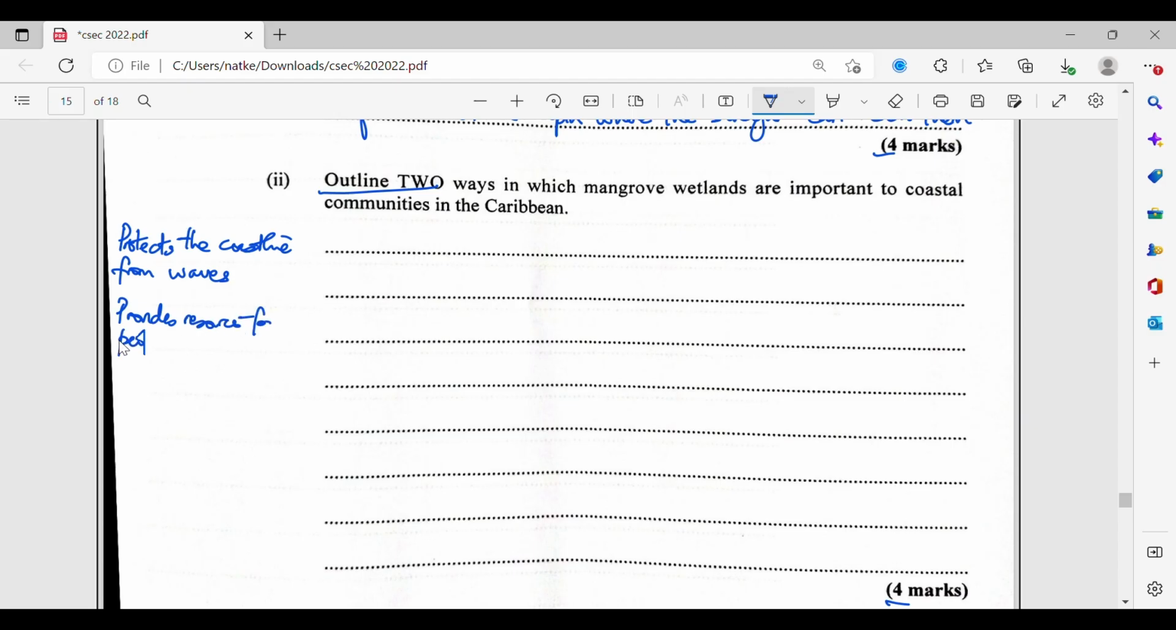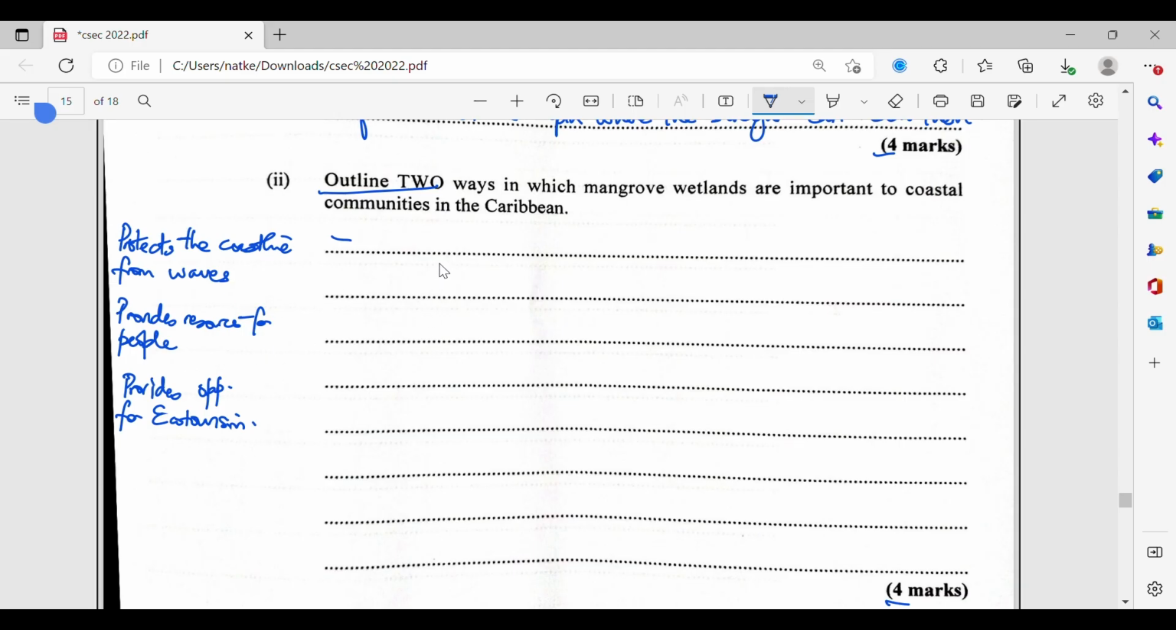So we're talking about food. We're talking about, well, let me just put it here. It also provides opportunities for ecotourism. We can say it provides jobs, etc. So in our outline, we would just need to outline two of these.